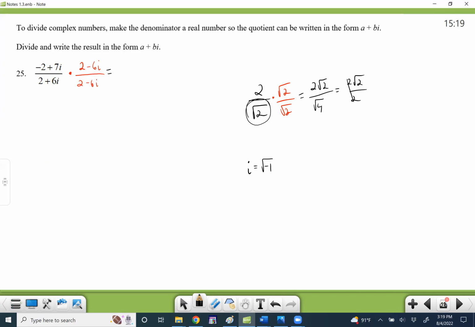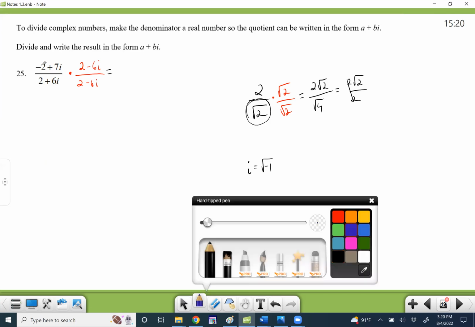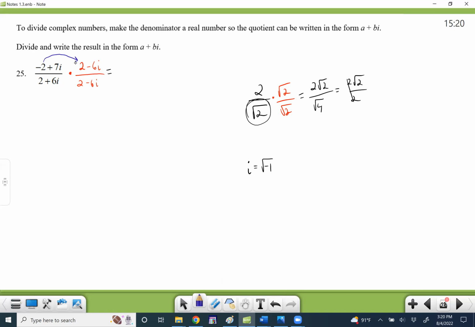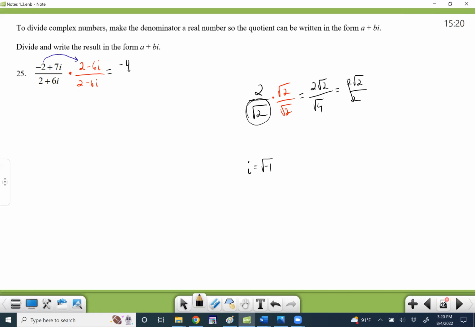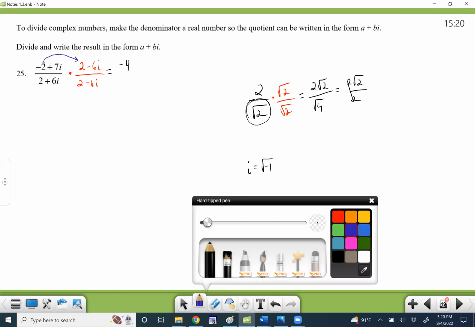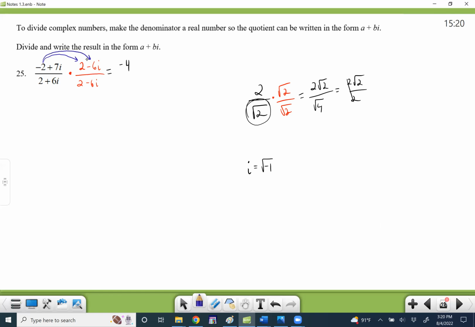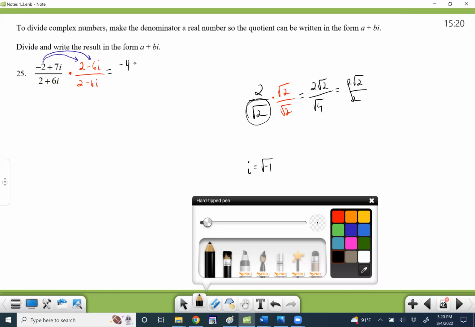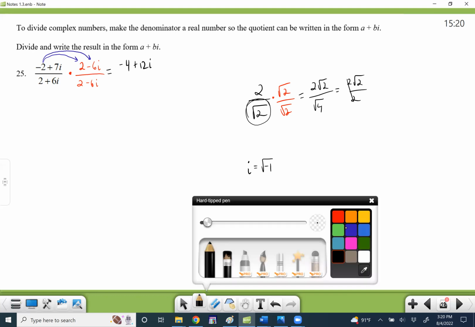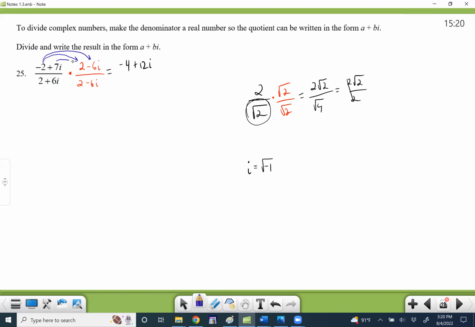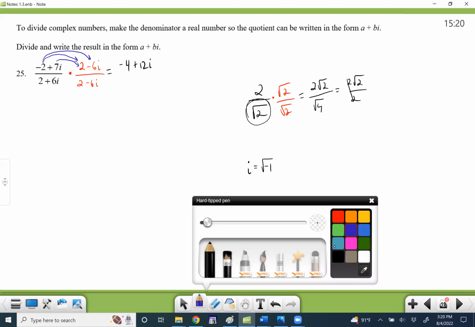All right, so let's go ahead and FOIL this out. So we got -2 times 2, that's -4. We got -2 times -6i, so it's positive 12i. 7i times 2, 14i.